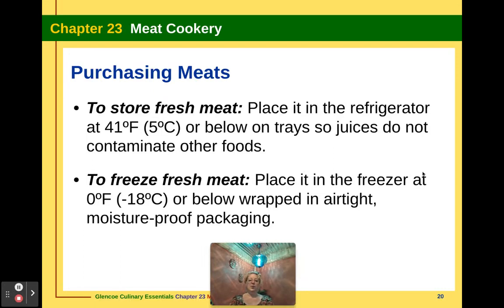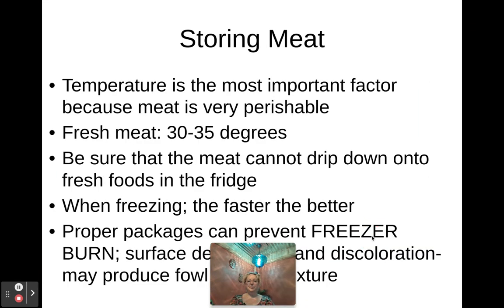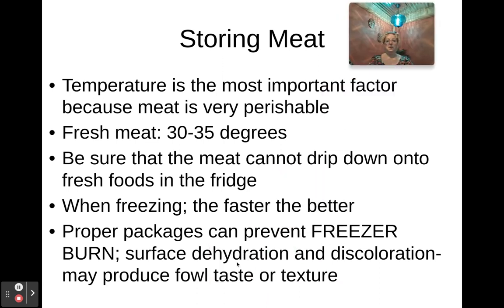When you freeze fresh meat, it does need to go into the freezer at 0, and it needs to be wrapped in an airtight, moisture-proof packaging. So when you store it, it's really important to make sure that that is 30 to 35 degrees for fresh meat. Make sure that it cannot drip down onto fresh foods. When freezing, the faster the better. Don't wait till something is maybe a little bit turned before you stick it in the freezer.